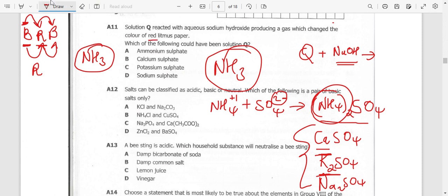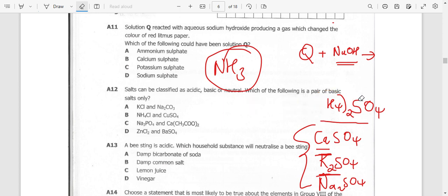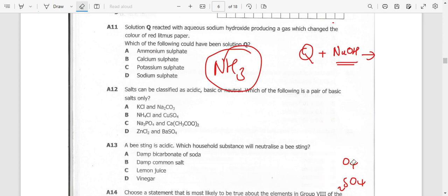So that is how you analyze these questions, because questions are not going to come out that direct. What they want you to do is just apply the knowledge you know. Ammonia is a base. That is why it gets to change a red litmus paper. That's okay? A. That's the answer.